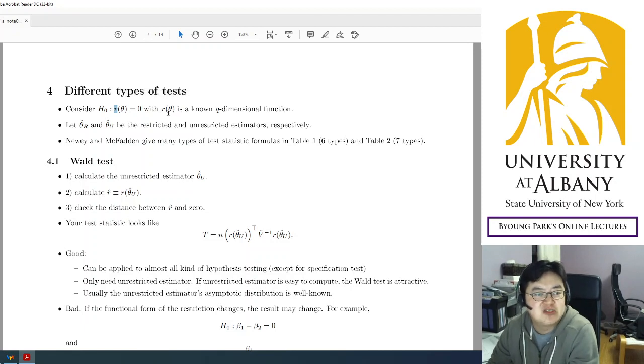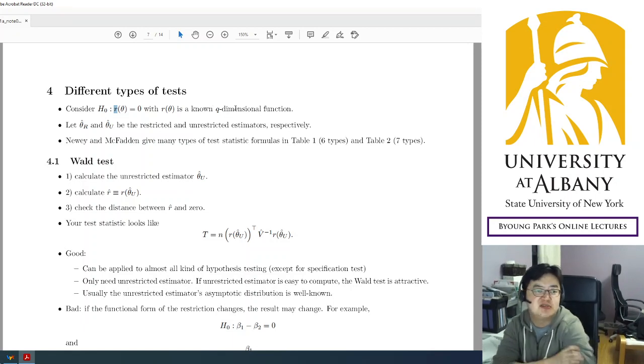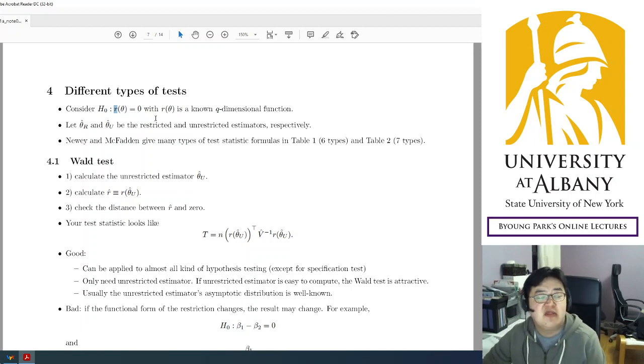And I assume that the restriction is q-dimensional. If you put one restriction, then q is 1. If you put two restrictions, q is 2. So q is the number of restrictions.